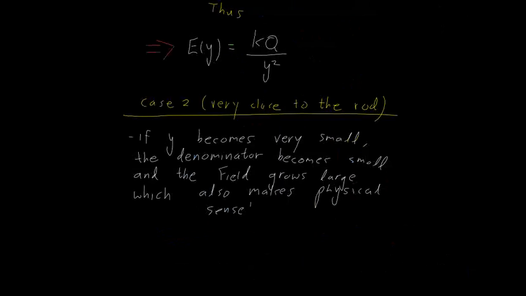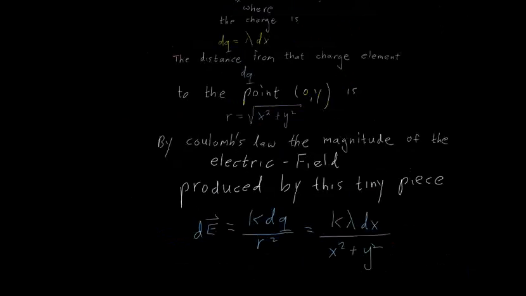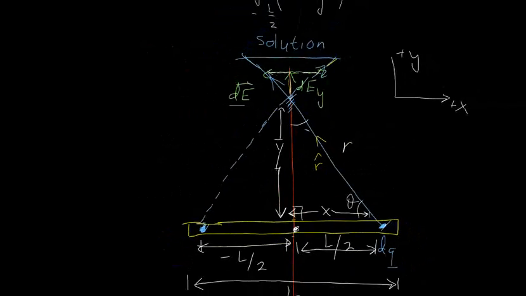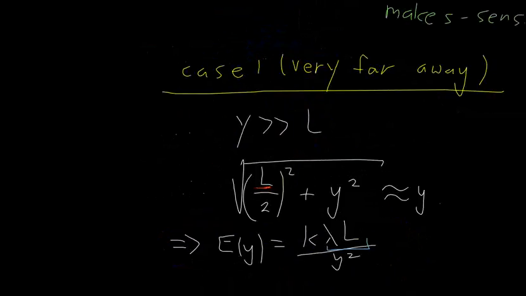Now, why does that make sense though? If y gets incredibly small, how come the electric field is getting big? Why is the electric field getting big? Well, think of it. If this y gets very small, right? Then this electric field vector, its magnitude will like spring out, right? Will really start getting ginormous. Okay, so this is making physical sense.